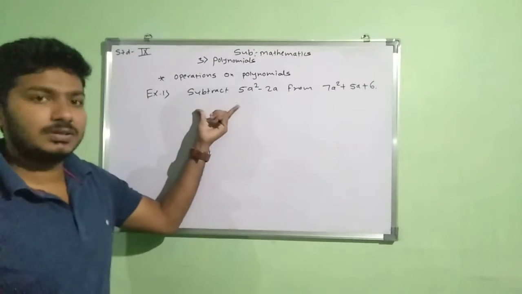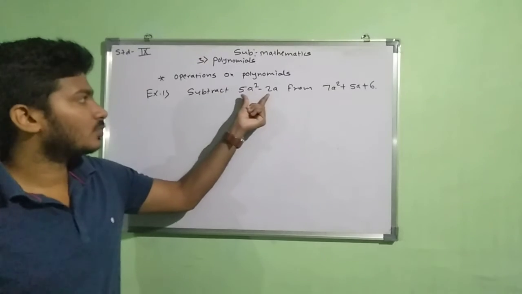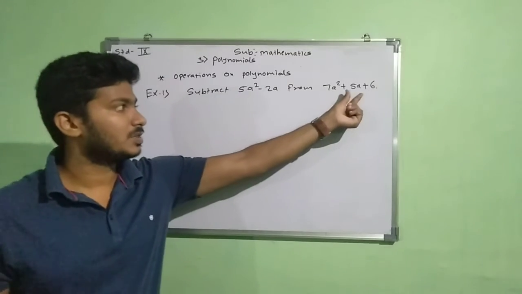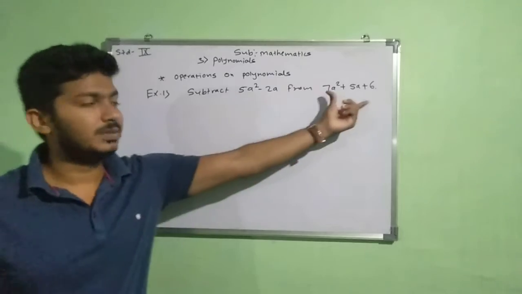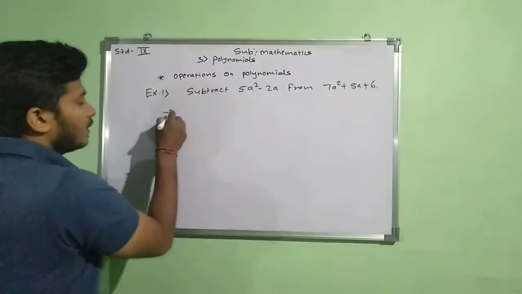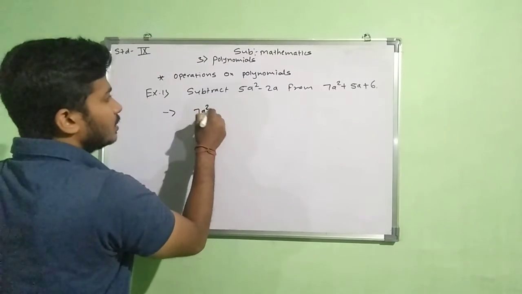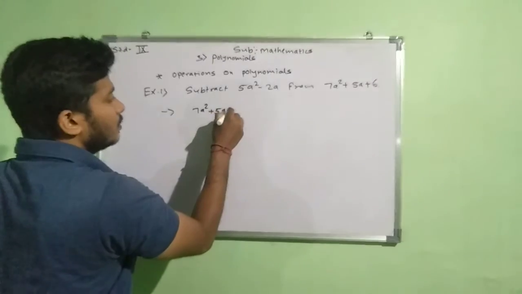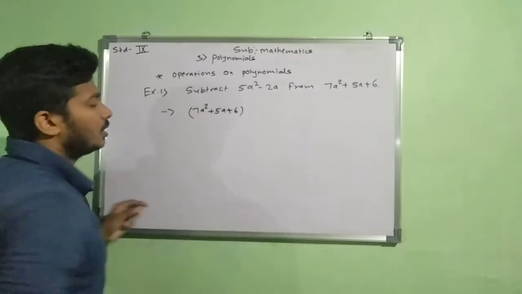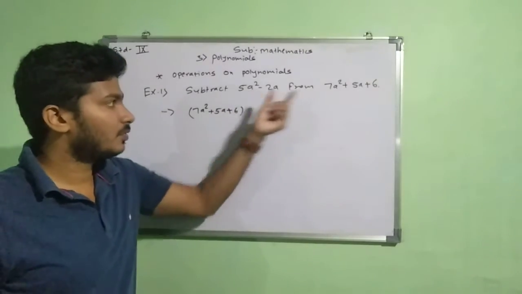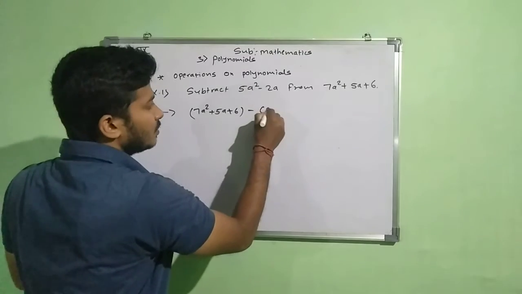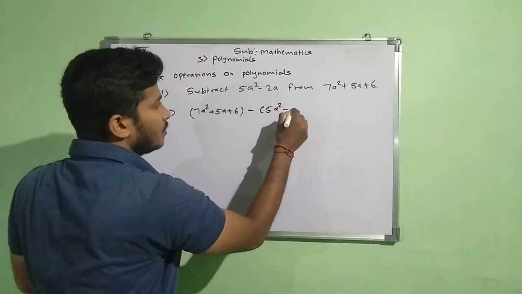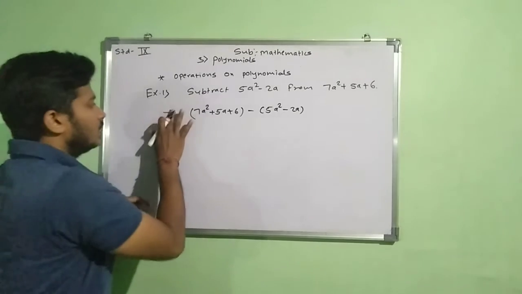So this is example 1. Subtract 5a square minus 2a from 7a square plus 5a plus 6. That means we have to subtract that term from this one. So for that we will write 7a square plus 5a plus 6. Now we have to subtract this term from that one, that means from this term, minus (5a square minus 2a).